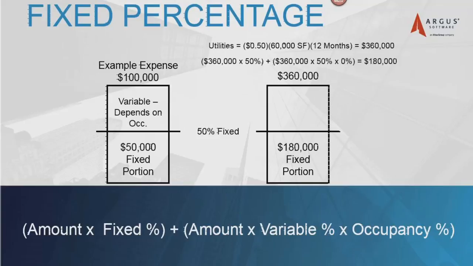Question? This is like cementing something. When it's under 100% fixed, it means that there's a portion that's variable. Yeah. So the fixed percentage you're entering is what will always be paid no matter what, and whatever isn't fixed is the variable portion that fluctuates based on how occupied you are.